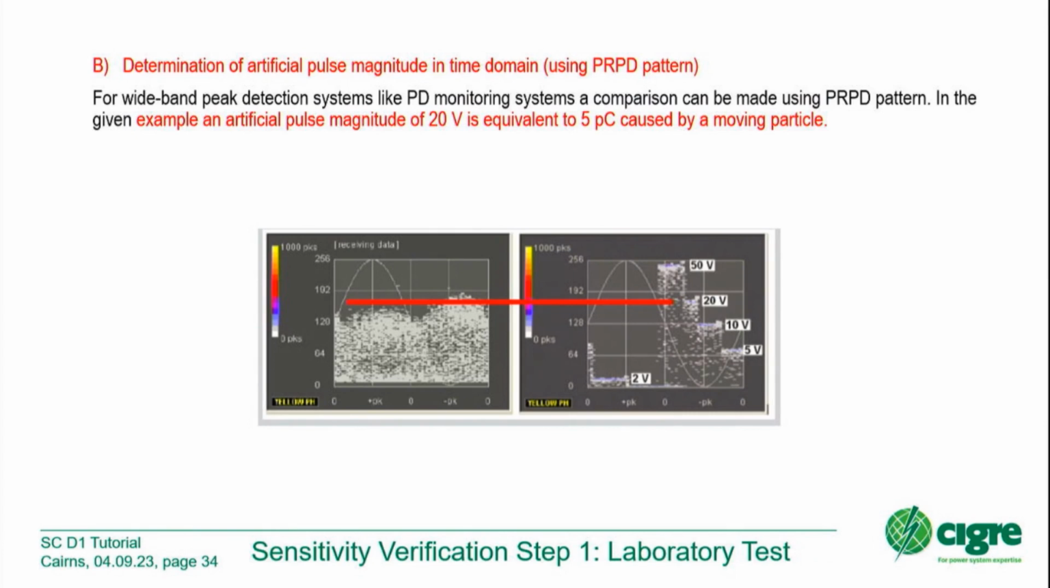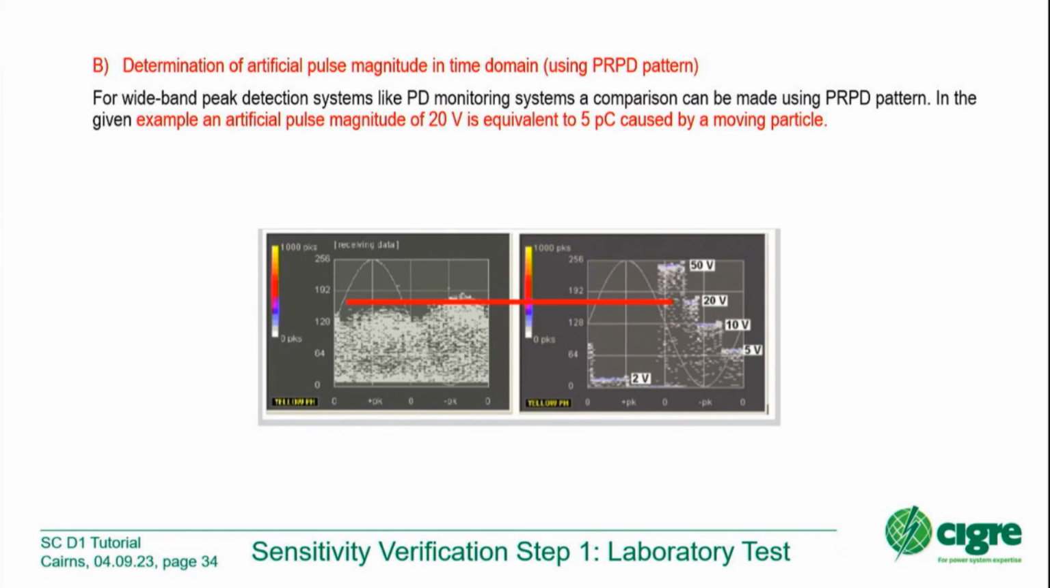When you have this typical PRPD from a moving particle, you see the maximum height of the PRPD chart, and that is compared with the answer here from the pulse generator. So if we have 2 volt at the pulse generator, we line up here on this scale the magnitude of, I don't know, 10 maybe, 5 or 10, 20, 50 volts. And if you compare both signals, then you see the 20 volt is equivalent to the 5 pC from the moving particle. So frequency domain, time domain: two different ways to determine the magnitude of the artificial pulse.